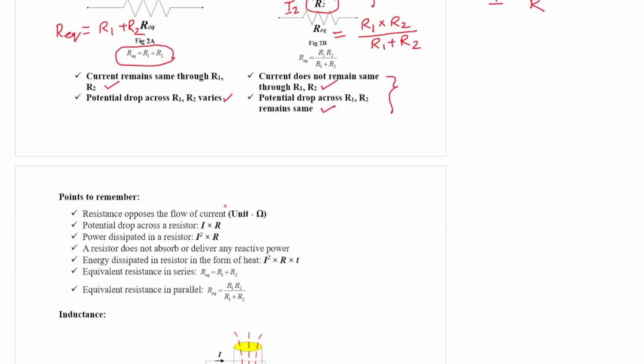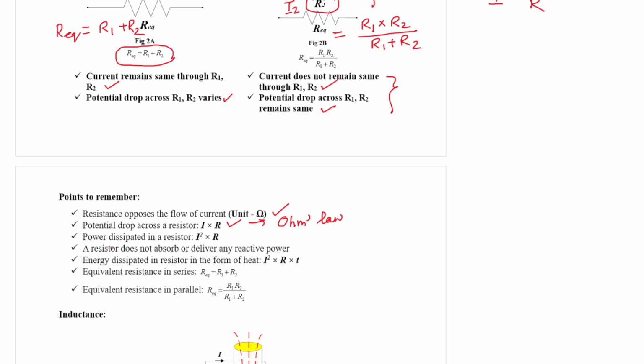Now, a quick review: what is resistance? Resistance simply opposes the flow of current. Its unit is the ohm. Now the potential drop, that is the voltage drop across a resistance, is I into R, from Ohm's law.